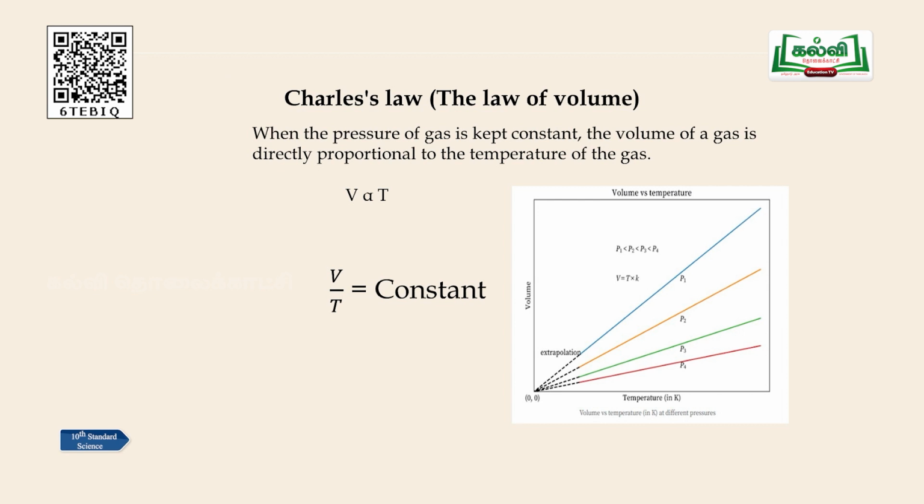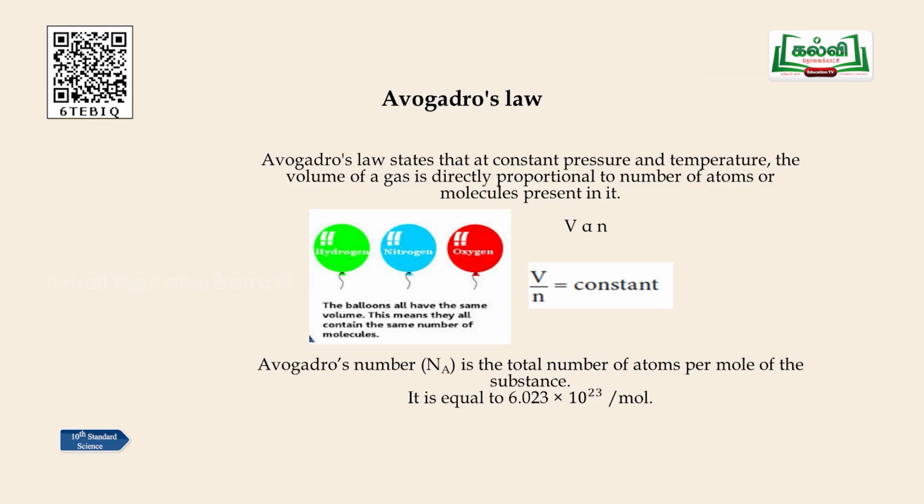Now, let us go for the next law. It is called Avogadro's law. What is Avogadro's law? This law states that at constant pressure and temperature, the volume of gas is directly proportional to the number of atoms or molecules present in it. Therefore, we can give the equation as V is proportional to N. When I remove the proportionality symbol, I will add a constant. Then I can write V is equal to constant into N, or V by N is equal to a constant. So, this formula defines Avogadro's law.